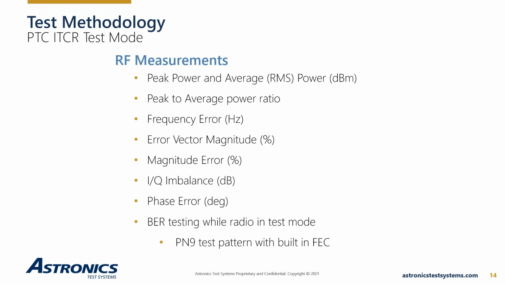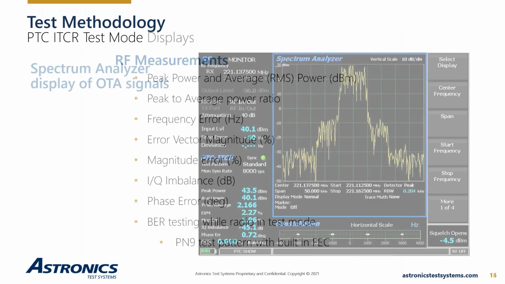So we have peak and average RF power, peak to average ratio, frequency error, vector error, magnitude error, IQ imbalance, phase error, and then of course bit error rate testing. Let's go on. Okay, this is what it looks like.